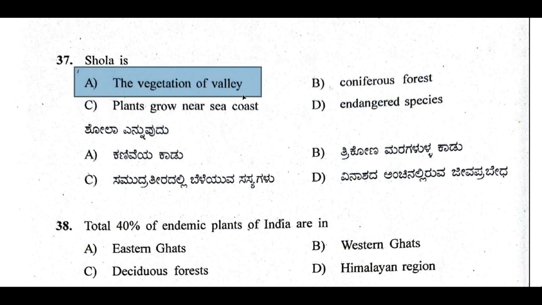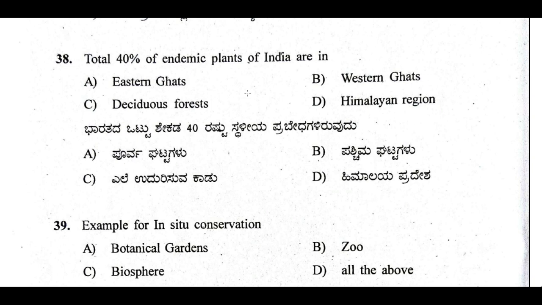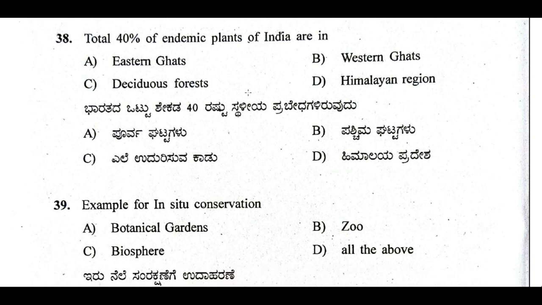Okay, the next question. Total 40% of endemic plants of India are in the Eastern Ghats, Western Ghats, deciduous forest or Himalayan regions. So where do we find more endemic plants in India? The right answer is the Western Ghats.